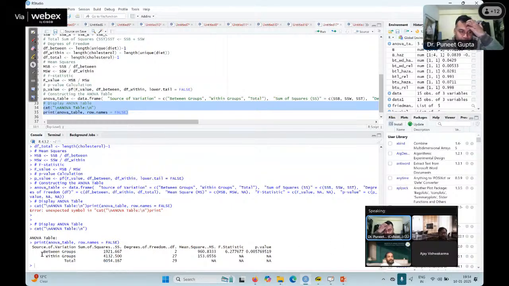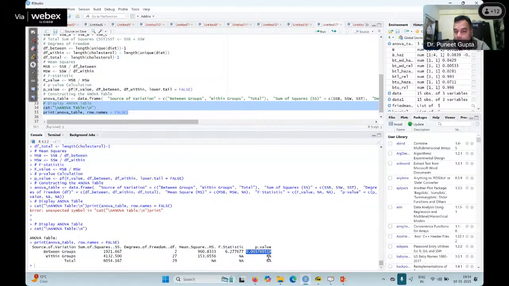Okay, so you have the sum of squares between the treatments, between groups, within groups, and the total. And basically you have to see the p-value, right? And since the p-value is less than 0.05, your H0 is rejected. That means they differ, the diet differs. Cholesterol differs diet-wise.